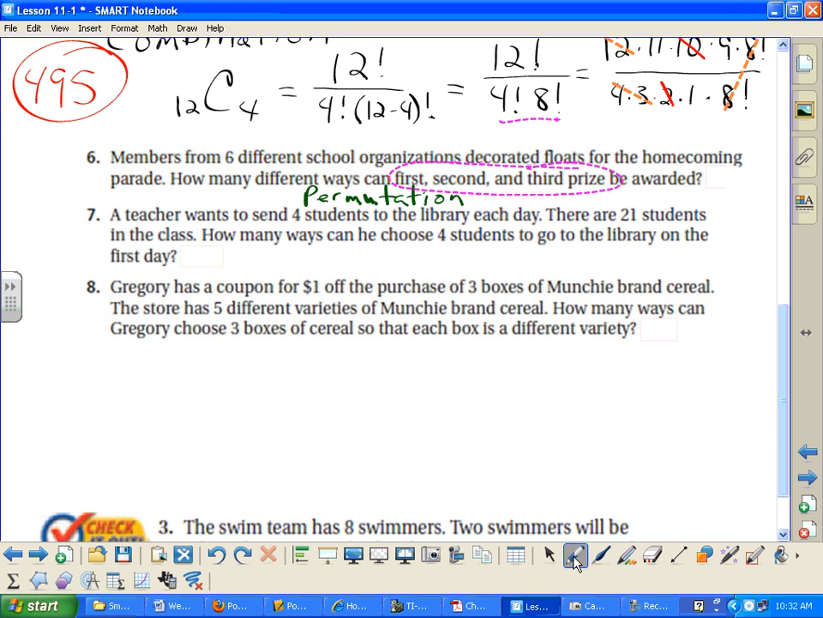Number 7, Derek. Combination. It says how many ways can he choose 4 students to go to the library on the first day? Now it says the first day, but that doesn't have anything to do with the students, does it? It just says we're choosing 4 students, so that would be a combination. And how about number 8 then? Ryan? It's a combination also, yep.